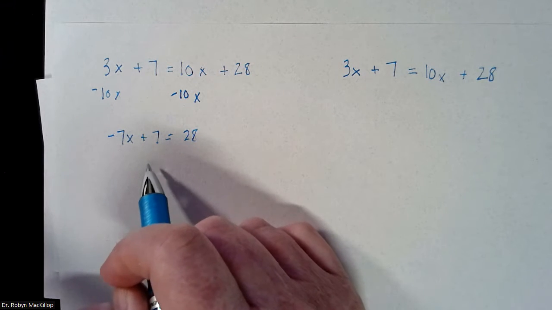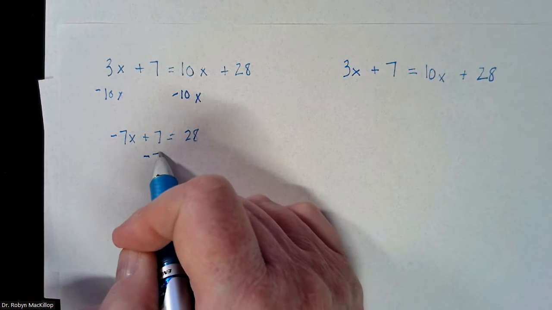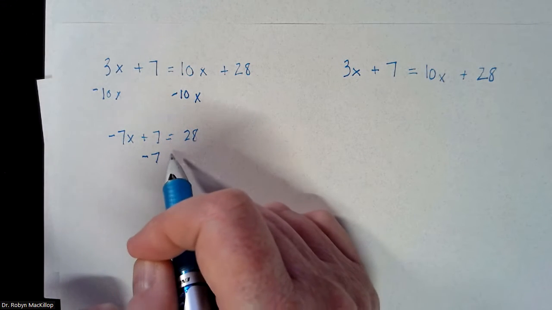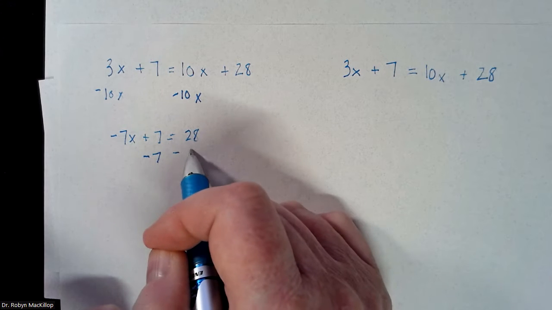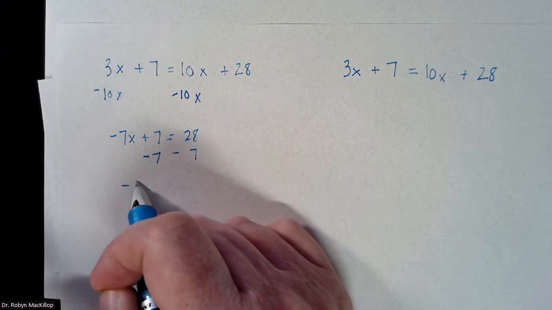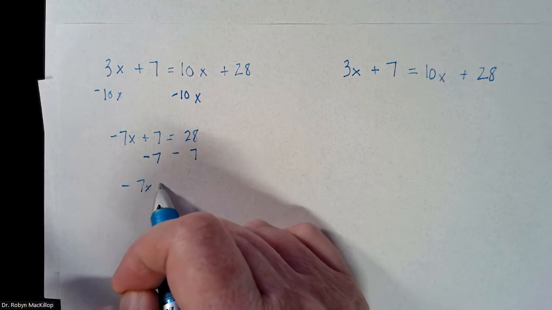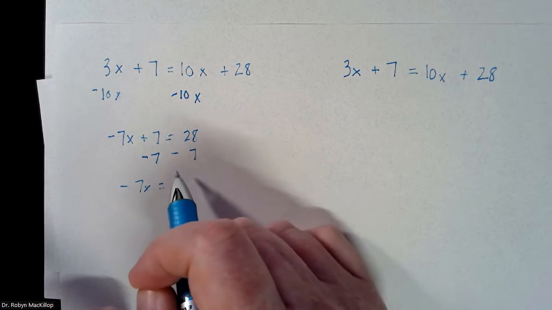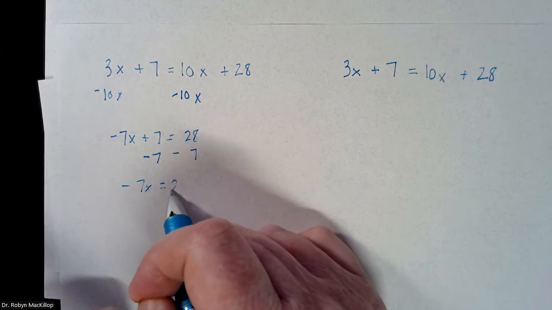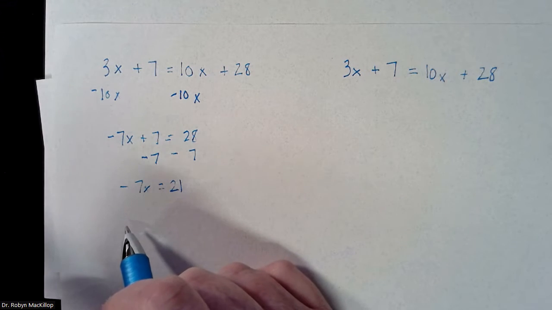We need to get rid of that extra 7. It's hanging out there if we want it gone. Take away the 7, do the exact same thing on both sides. Bring down your negative 7x because you haven't done anything with that yet. Bring down your equal sign, and then 28 minus 7 is 21. Now we've got one more step.